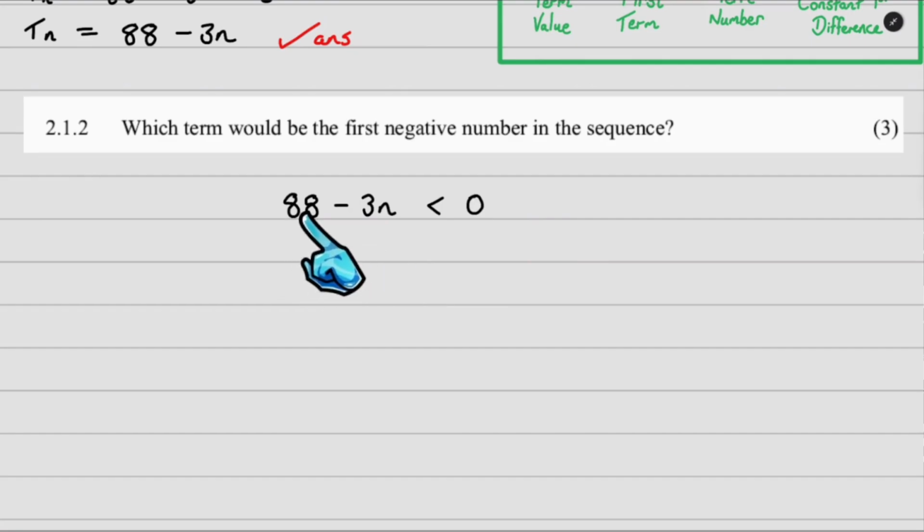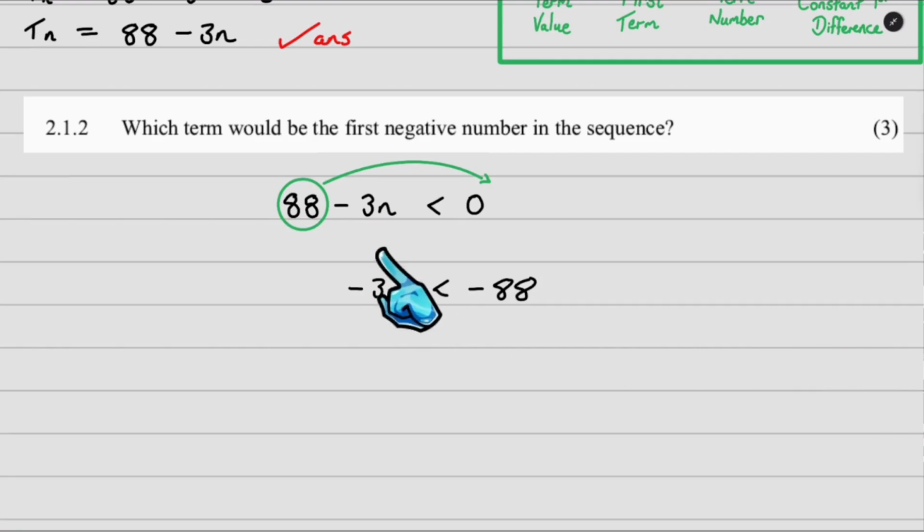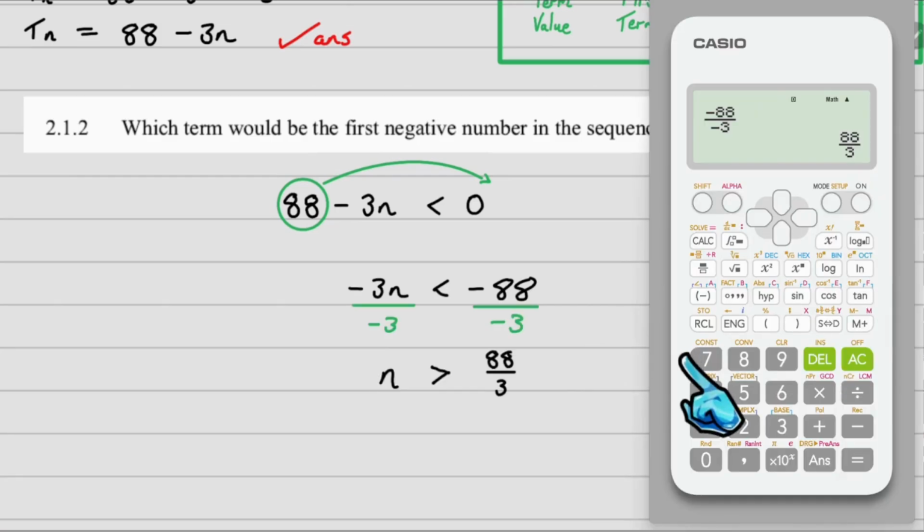Right, and now we just solve for n, and that's going to lead us down the path to get our answer. So let's take that 88 over. Just bear in mind it changes sign when it goes over. Now I'm going to divide by this -3 to get n on its own. And then just remember, when you're dividing by a negative, this must point in the other direction. So it's telling me n must be bigger than 88 over 3.